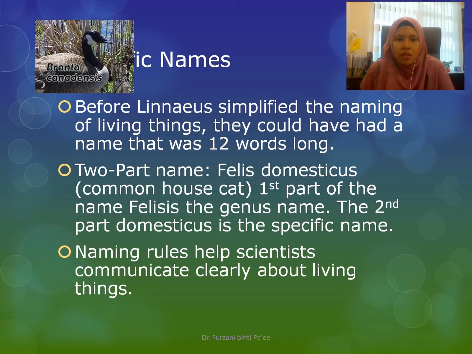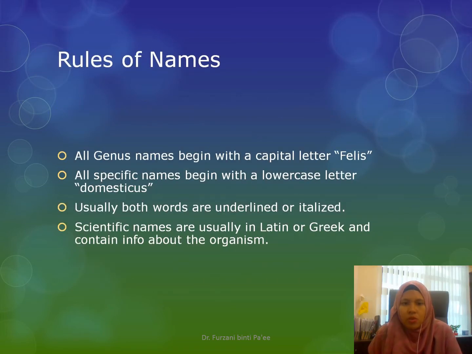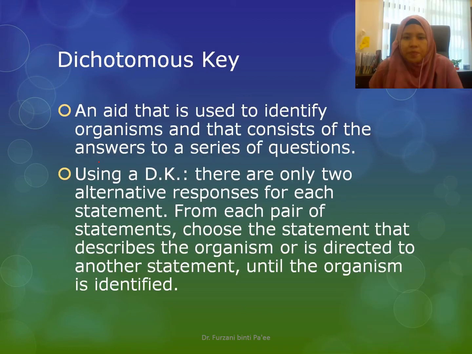Okay, so scientific names, we know scientific names have two parts. The first part is the genus, and the second one is the specific name. Okay, what else do we need to know? The genus is the first part. We have to start with a capital letter, and then the species name, we have to start with a lowercase letter, and then both words are either underlined or italicized. Okay, and these scientific names are from Latin or Greek. So I think most of you know this already.